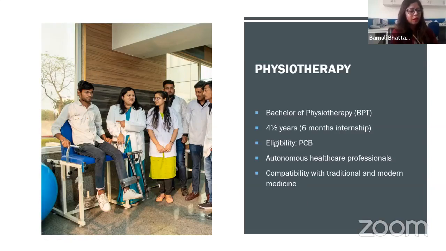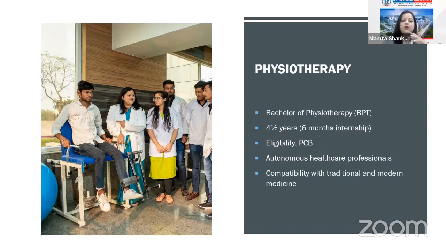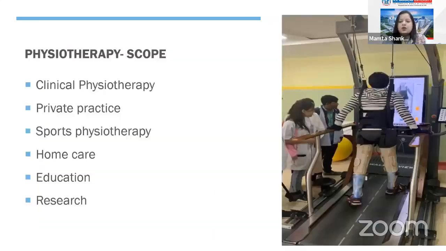Exactly, ma'am. Ma'am, as you have told about the eligibility and all, I would also like to know what will be the scope of physiotherapy after they complete their graduation. Right. So if we can just go through the broad aspects of what all a student can do once they have got their BPT degree.